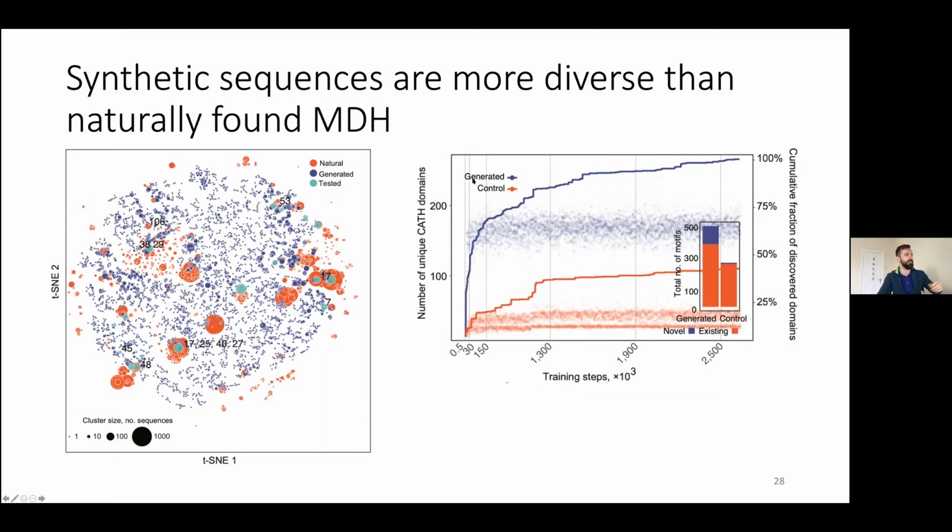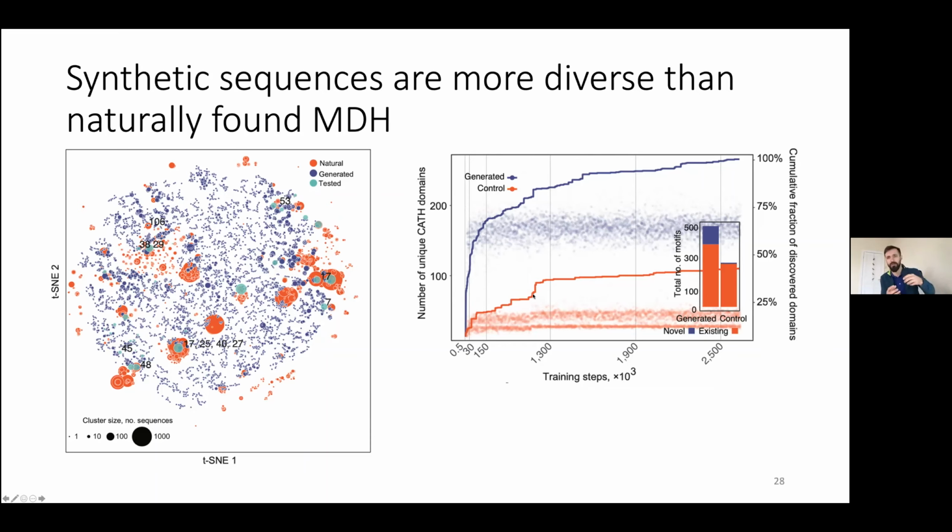To exemplify this, please see the right part of this picture. Here you see the number of CATH domains. CATH domains are 3D structural domains that you can recover from 3D structures and assign sequence to. The blue line shows the generated diversity of these domains during the training. And this is a control.